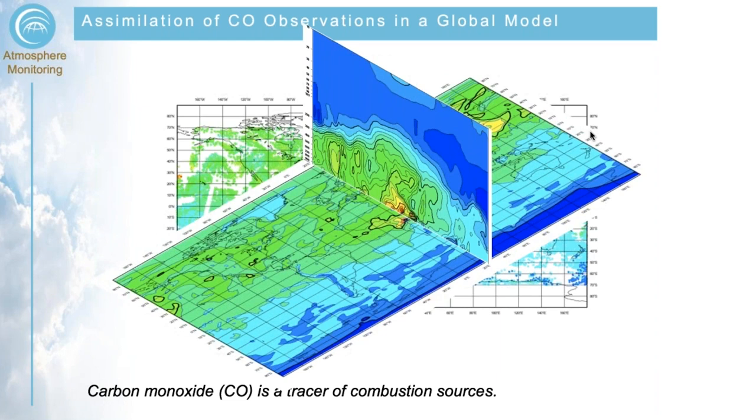And then by combining them with the model, we can get a map that fills in the gaps in the observations and has a combined picture of what carbon monoxide looks like at the global scale. Also, because the model is three-dimensional, we can redistribute that information in the vertical, so we can really look at how carbon monoxide looks, not just in terms of a two-dimensional map, but also in terms of its vertical extent and distribution.